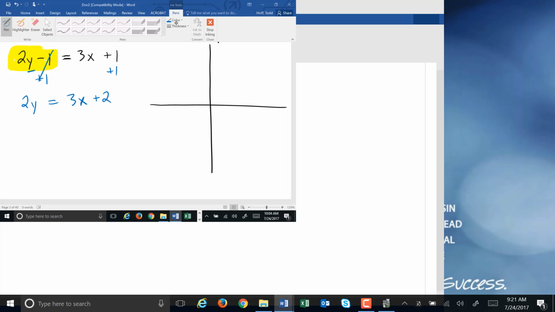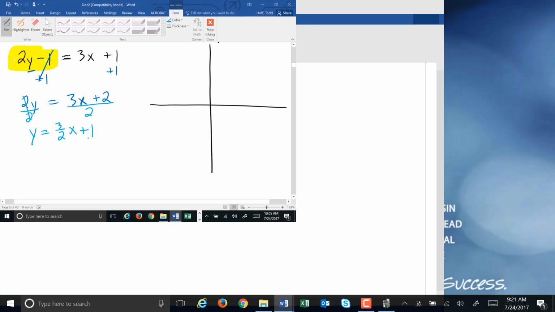So to graph this, we start at... Oh, good call. Yep. What do we have to do? Divide by 2 makes that go away. Y equals, now we have to divide by 2 on the other side. Remember, when you multiply or divide, you have to do it to every digit. So what is 3x divided by 2? Perfect. And 2 divided by 2? Positive 1. Now can we graph it?